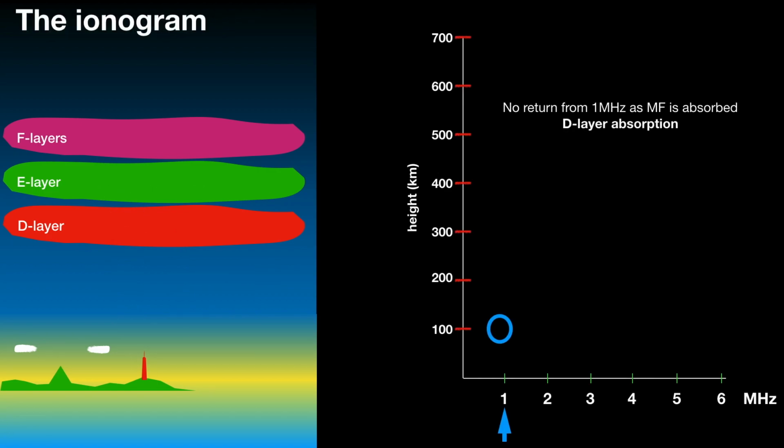So let's have a look and see what happens at 1 MHz. At 1 MHz, we send a signal up, but because of layer absorption, we get nothing back. And although we'd be expecting something around 100 kilometers high or 80 kilometers high, the circle shows that we've got no trace back where we would expect it. So that's just absorbed.